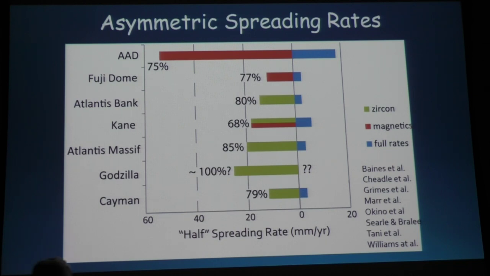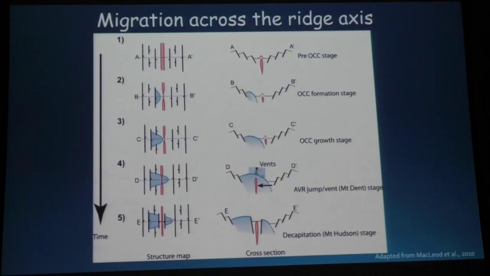The other side of the ridge sits there, and all the extension is on the other side. And what this means, if you actually draw a bunch of cartoons, so let's just go through this. Here's a little map. Here's the ridge axis. Here's a bunch of faults. Here's a little cross-section.